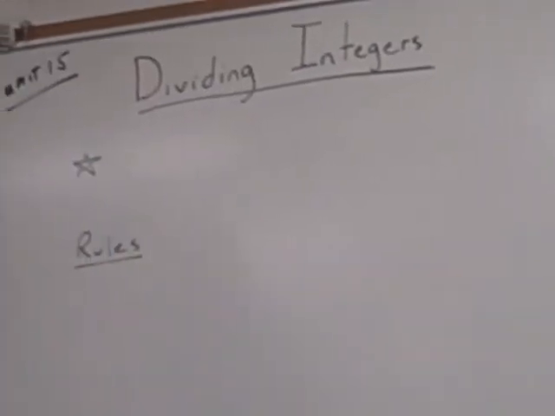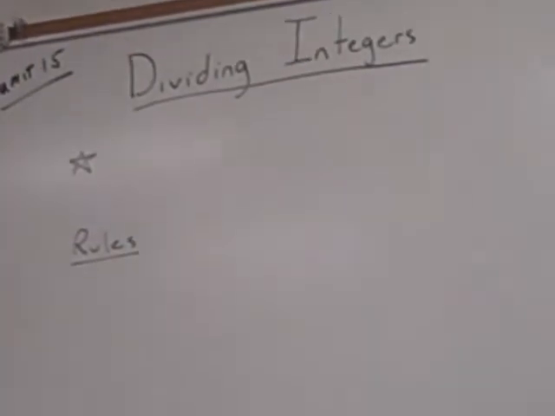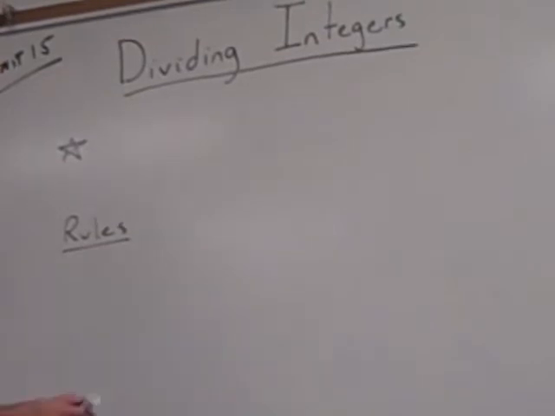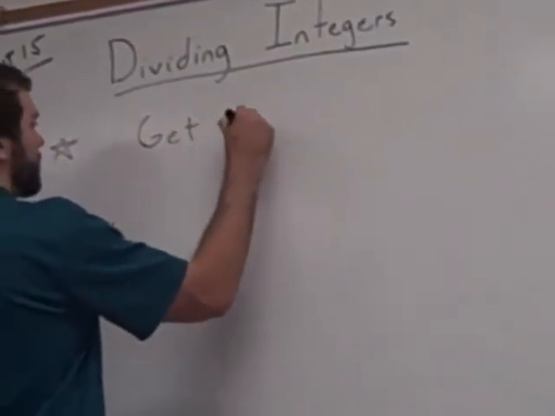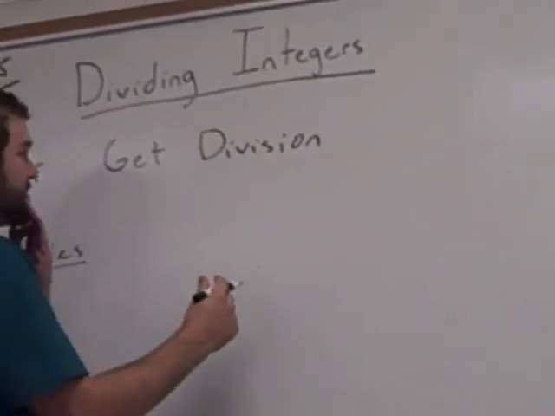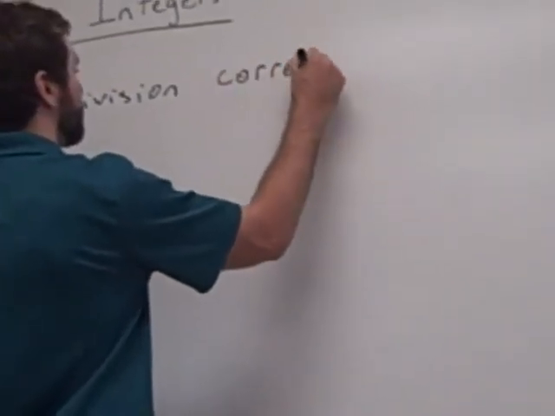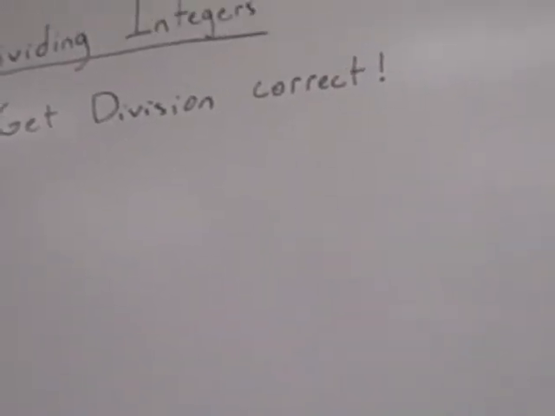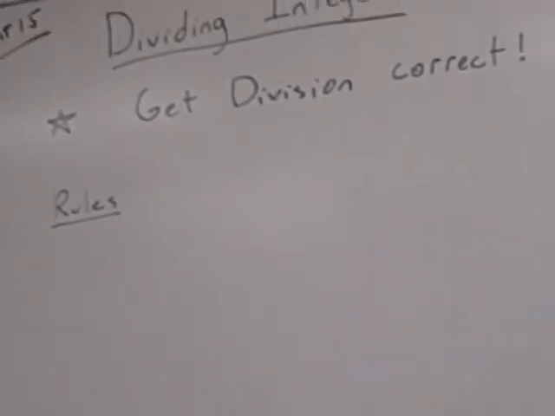So what do you think the first thing you need to do is? Just right away, when you've got one of those problems, what's the first thing you need to do? Divide. Do the division, exactly. So just get the division correct. If you mess up on the division, it's not going to matter what sign you put, is it? Now, after you do the division, you have to decide what sign it is, just like when we multiply.